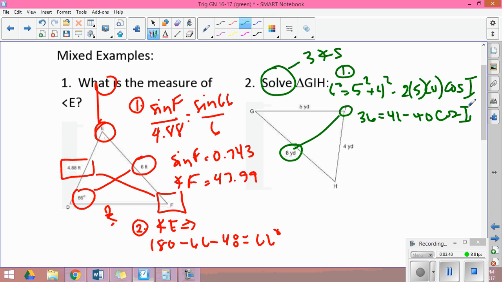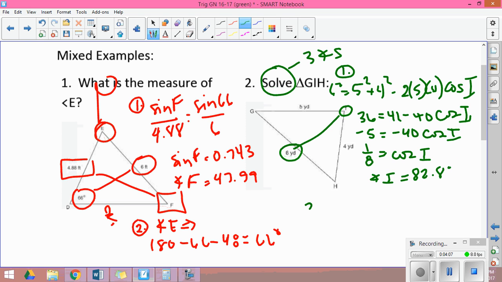Again, very careful to not disobey order of operations. Subtract 41 from both sides. So I have minus 5 is equal to negative 40 cosine of I. Divide both sides by negative 40. So I have 1/8 is equal to the cosine of I. When I go to my calculator and do the inverse, I get angle I is equal to 82.8 degrees. So now I'm going to go to one of my others. Again, it doesn't matter if I do G or H next. I'm just going to grab H.